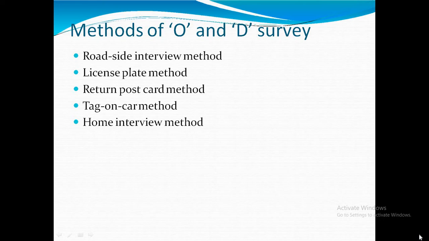The main drawback of the method is that the vehicles are stopped for the interview and there is delay to the vehicular movement here. So the next one is the license plate method. The entire area under study is cordoned out and the observers are simultaneously stationed at all points of entry and exit on all the routes leading to and out of the area.